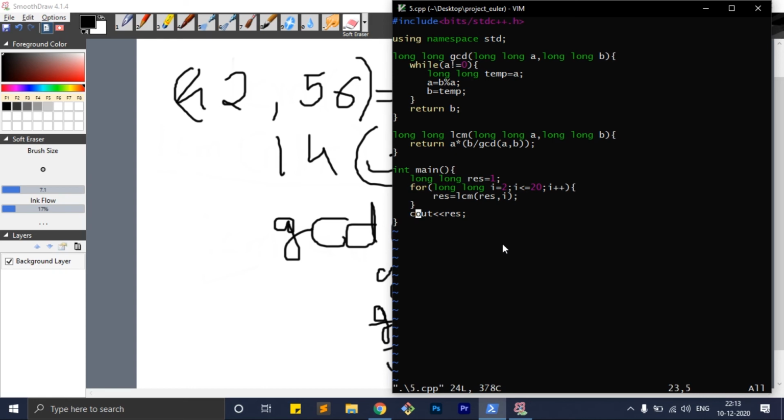That's it. Then how do I calculate LCM? This formula I have already said: LCM of A, B will be A multiplied by B divided by GCD of A, B. So why did I use these fancy brackets here? I could do A multiplied by B easily, but I used this bracket syntax here just to avoid overflow. So just do it, it will help.